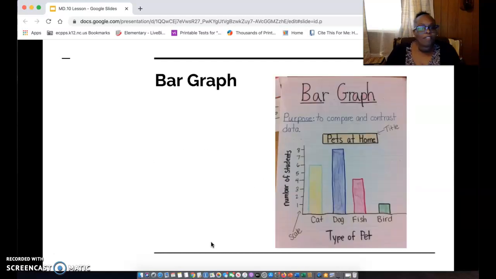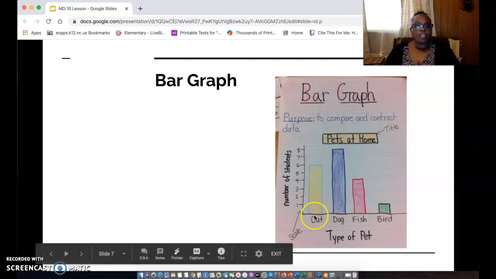So here's a bar graph. Write this down, put this in your notebook or screenshot it, put it to the side so you don't forget. A bar graph, the purpose is to compare and contrast data. So a bar graph has a title, has a scale, and it has categories.